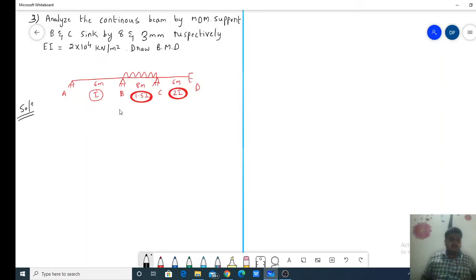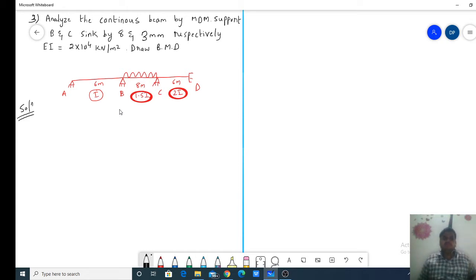Good morning. So now in this third numerical by moment distribution method, we are looking at the sinking of support concept. Here, if you see the given question: analyze the continuous beam by moment distribution method, where supports B and C are sinking by 8 and 3 mm respectively. EI is equal to 2 into 10 raised to 4 kilonewton per meter square, and draw BMD.